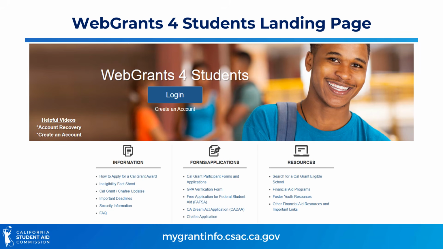Students can get to the WebGrants for Students landing page by visiting the link on the bottom of this slide, mygrantinfo.csac.ca.gov. They can also reach the WebGrants for Students landing page from the California Student Aid Commission website. From this page, the student can log into an existing account or create a new account if they've already completed a FAFSA or California DREAM Act application. Please take note of the links available to the student for two short YouTube videos that will help the student with account recovery or assist the student in creating an account by providing detailed instructions.